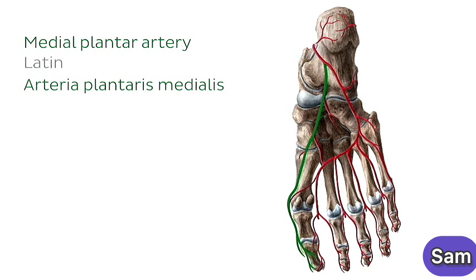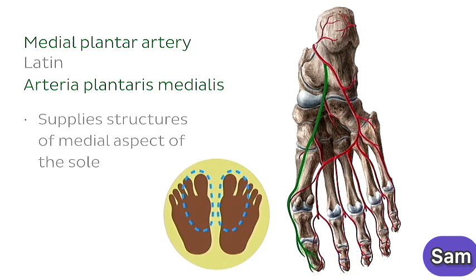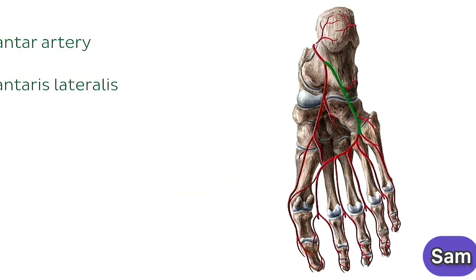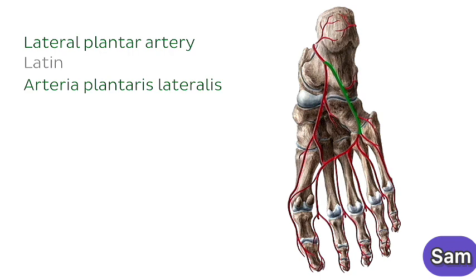The medial plantar artery travels up to the tip of the great toe, or hallux, as it is anatomically termed. It supplies the structures of the medial aspect of the sole of the foot. The lateral plantar artery begins to travel up the lateral aspect of the foot but takes an abrupt turn to form an arch on the plantar surface of the base of the metatarsal bones.